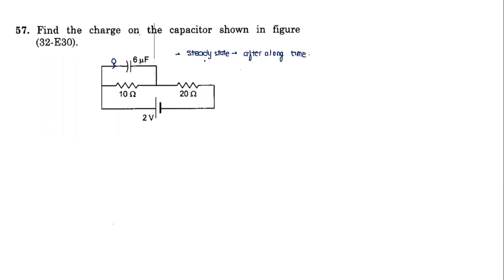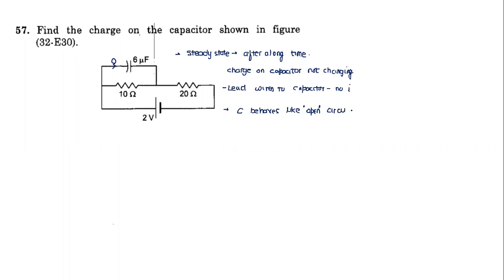After a long time, the charge on the capacitor is not changing. If the charge on the capacitor is not changing, the lead wires will not have any current flowing through them. Or we can say the lead wires to the capacitor have no current. No current implies that after a long time, C behaves like an open circuit. I hope all of you recall what an open circuit means. So these are the key points you need to remember.